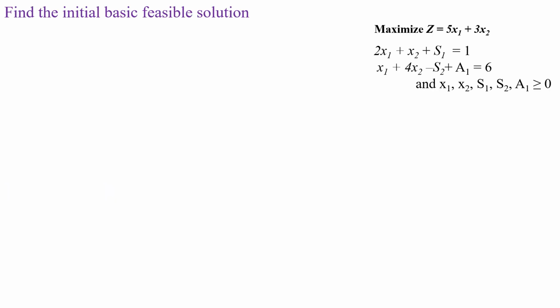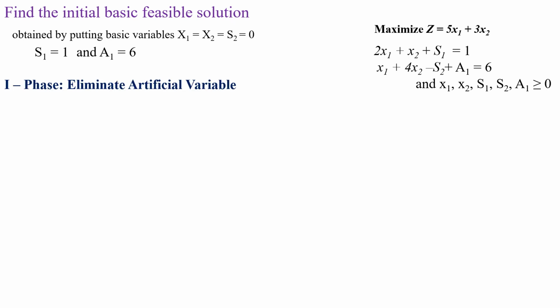Next, to find the initial basic feasible solution, we have to consider the non-basic variables and the surplus variables as 0. Here the non-basic variables are x1 and x2 and the surplus variable is s2. So let us consider x1, x2 and s2 as 0 and substitute these values in the constraint equations. Then we will get the s1 value as 1 and the a1 value as 6.